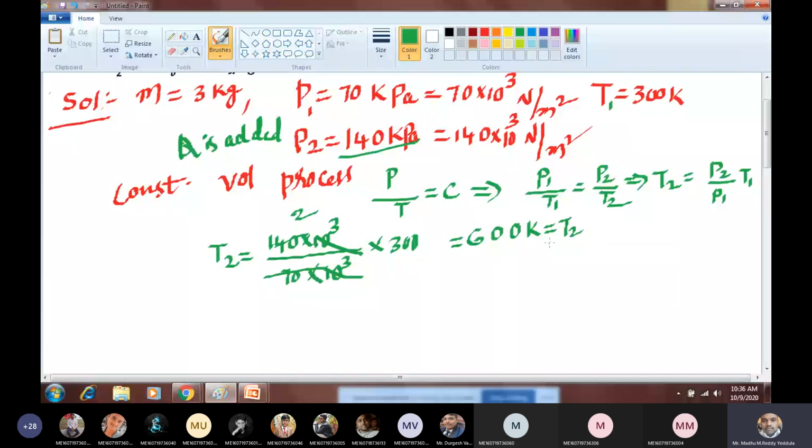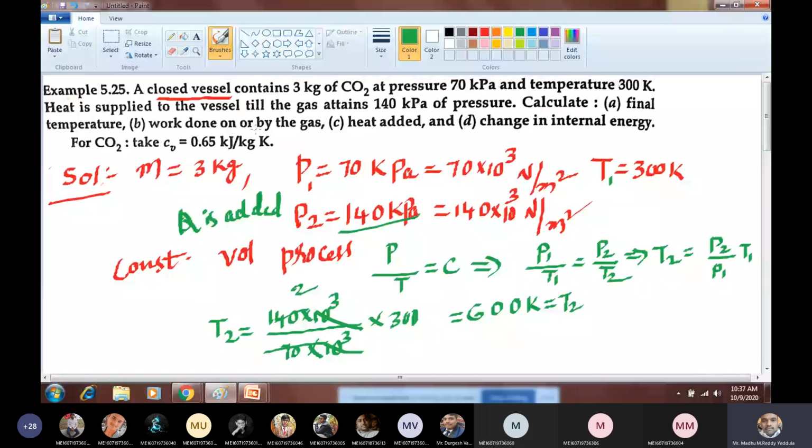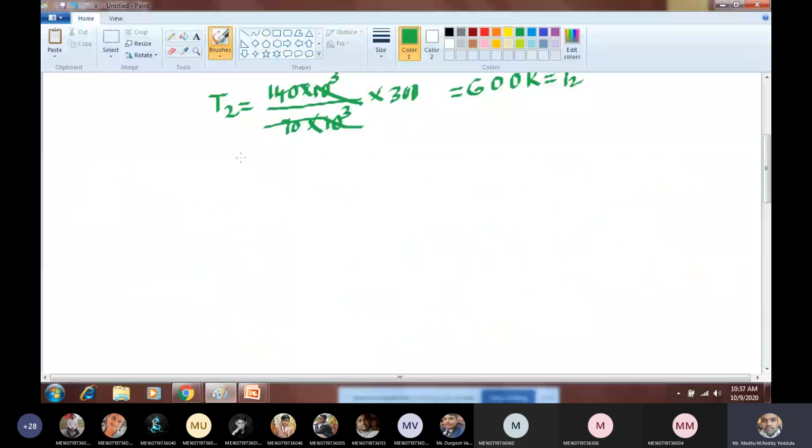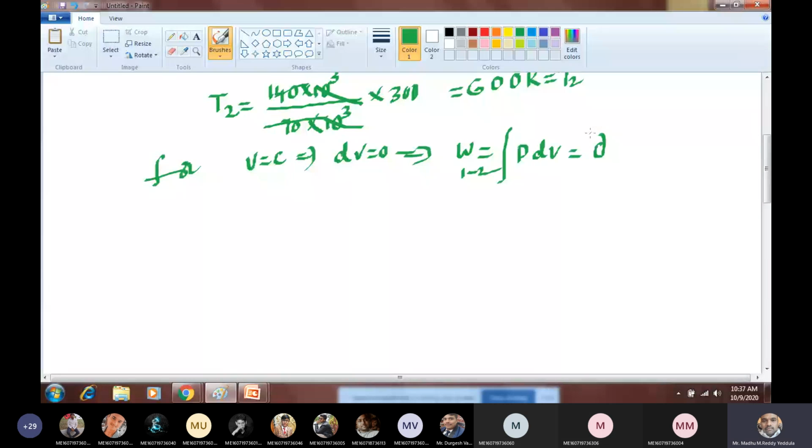That is the first bit. Is it clear? Now, what is the second bit? Work done on or by the gas. For a constant volume process, what is the work done? Zero. Very good. dV is equal to 0, which implies W is equal to the integral of P dV, which is equal to 0. The second bit is also over.